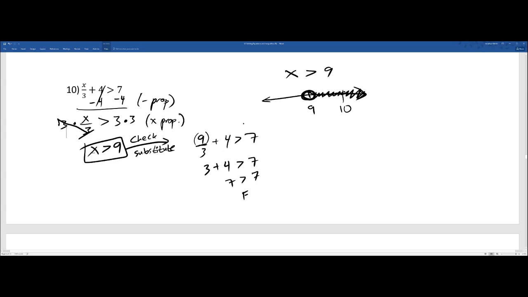Okay, so that's a great example of why x has to be greater than 9, because we checked and it gave us false, and that explains why it's hollow. Because it's false right there. Everything else is true going on towards infinity, and everything else to the left, like 8, would be false.